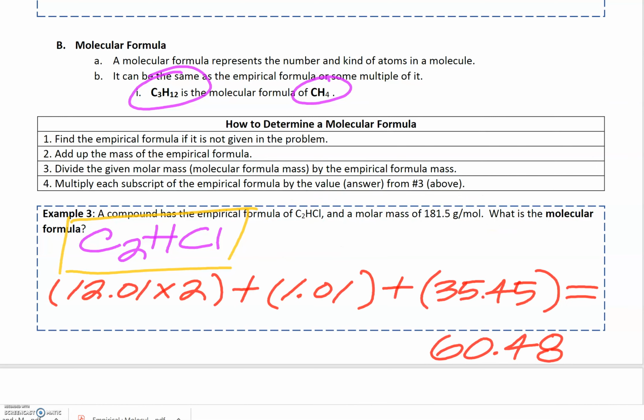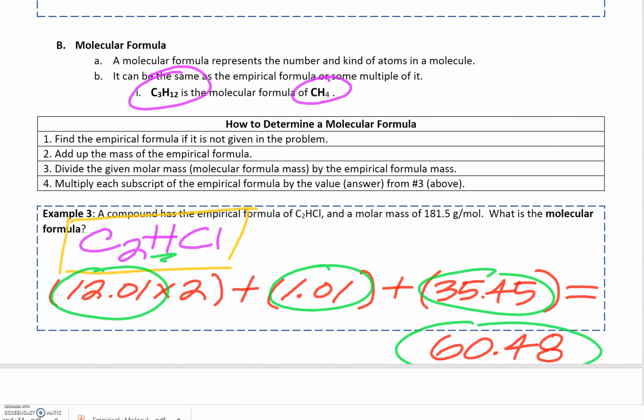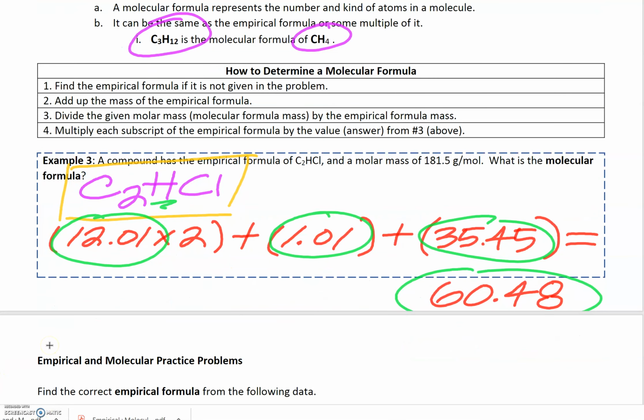All right, so what I did is I went and I looked on the periodic table, and I got all of our values. So there's the value for carbon times 2, hydrogen, just one of those, and there's my chlorine, all from the periodic table. Just looked them up, add them up, and then what I got is this 60.48. And so this 60.48 is what we're going to be comparing.